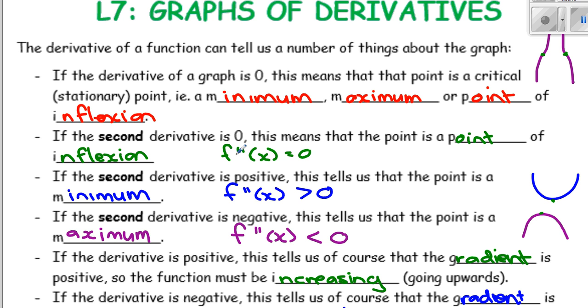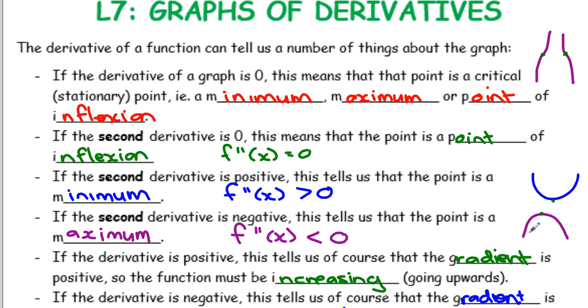If you sub the x value into the second derivative and you get 0, you know it's a point of inflection, like one of these ones. If you sub x into the second derivative and you get a positive answer, you know it's a minimum. So positive for smiling. If you get a negative number, then it's a maximum, negative frowning.